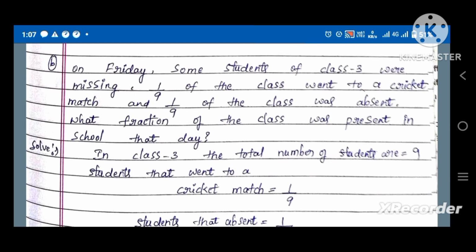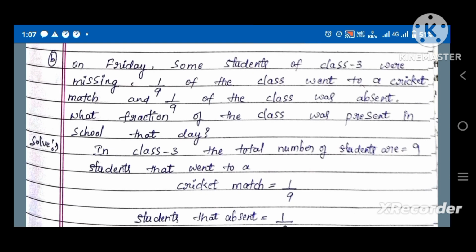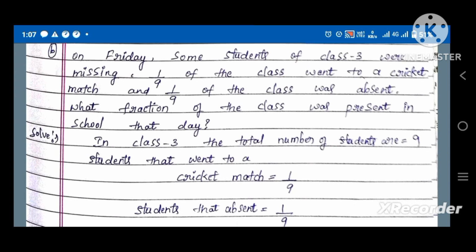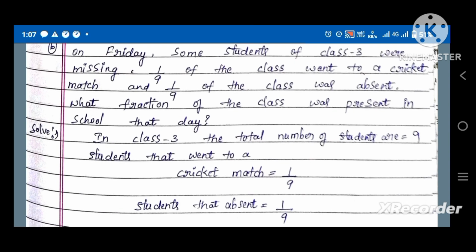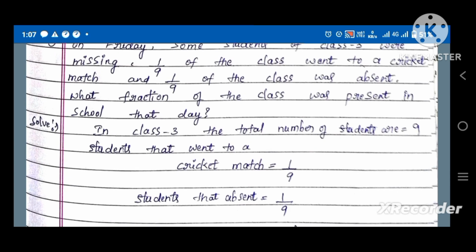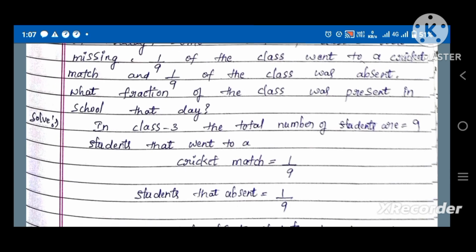Question B. On Friday, some students of class 3 were missing. 1 by 9 of the class went to a cricket match and 1 by 9 of the class was absent. What fraction of the class was present in school that day?